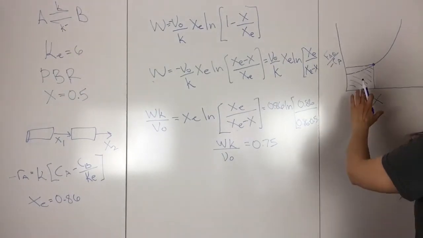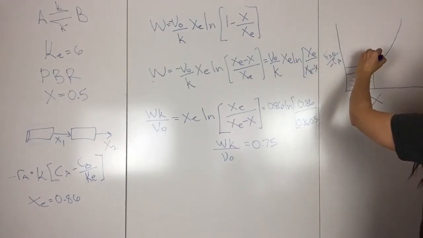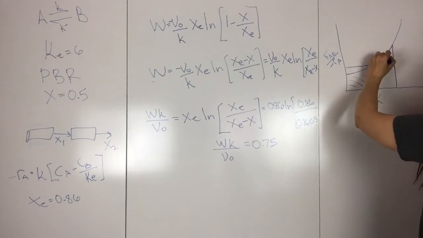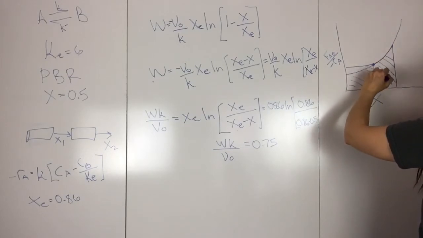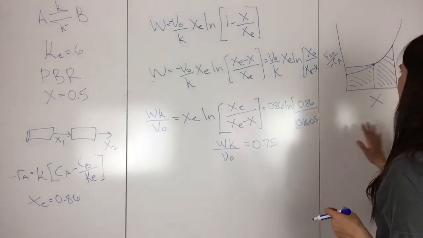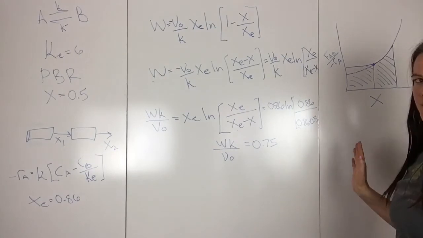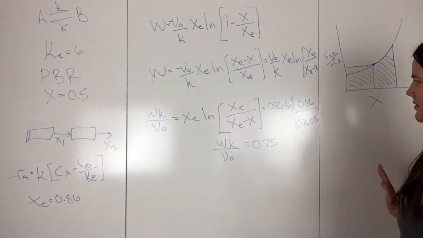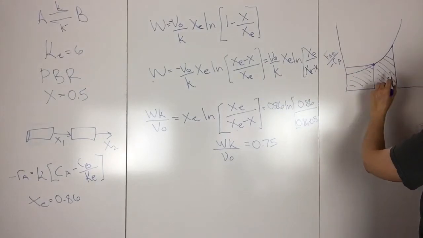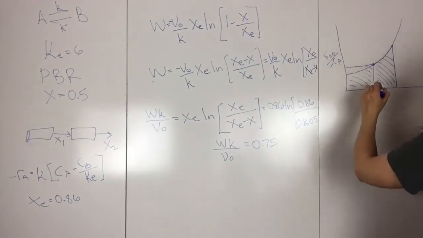And so the difference between, so this was for a CSTR, and then for a PFR, it was the area under the curve, so something like this. So in this case, with the PBR, it's the same sort of design equations. We're just looking for weight instead of volume. And so the area under the curve for a PBR would be the weight.